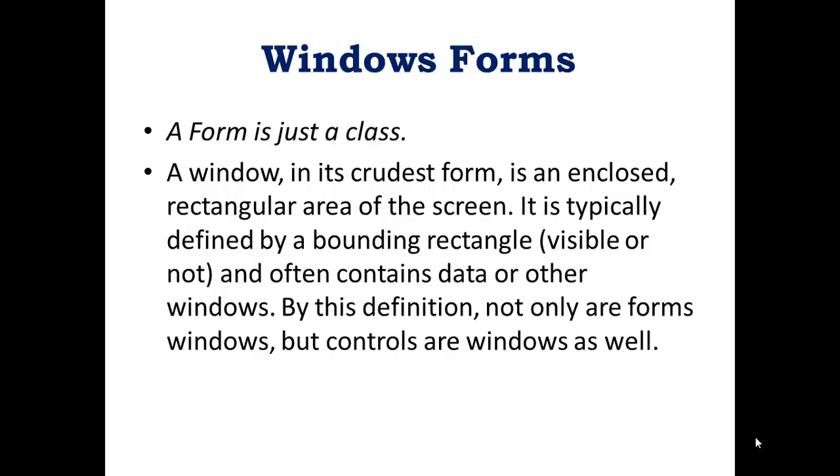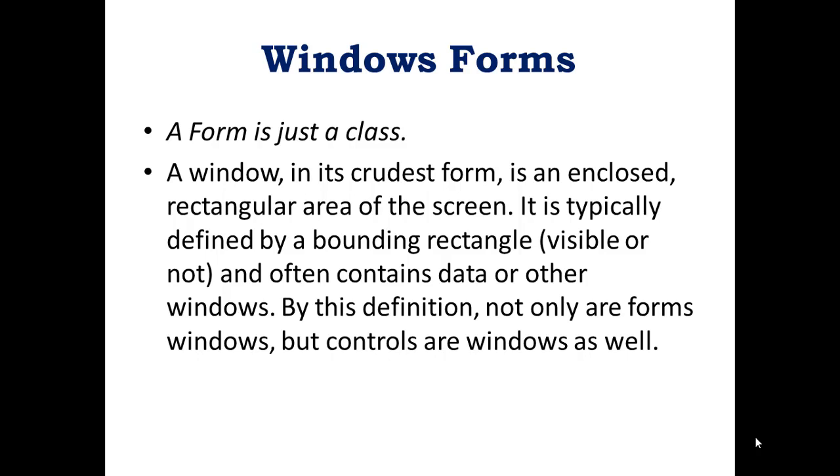Windows Forms. A form is just a class. The class components are connected with properties and methods. That is the same thing: the form class is provided in different types of graphical user interface format. A window in its crudest form is an enclosed rectangular area of the screen.